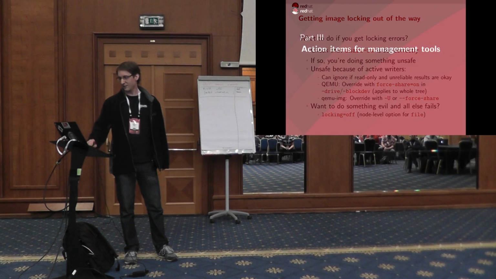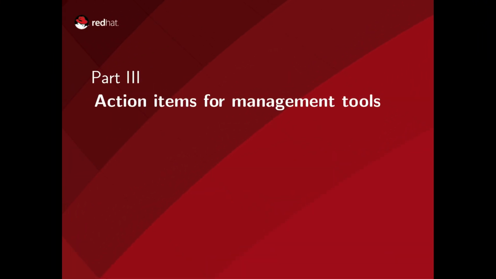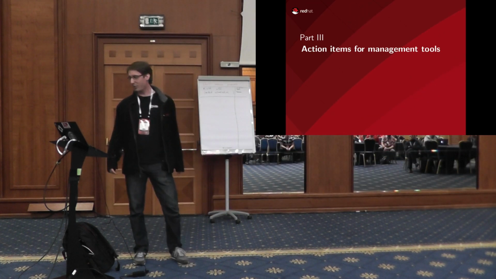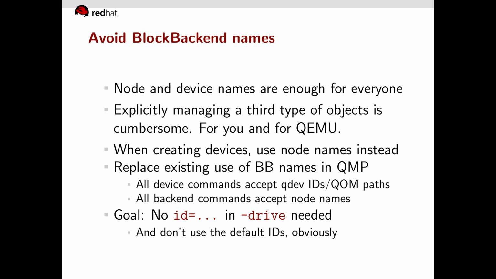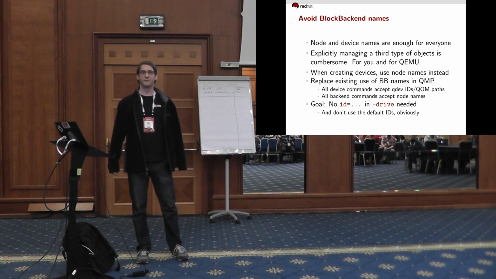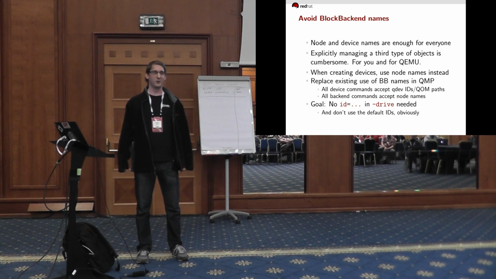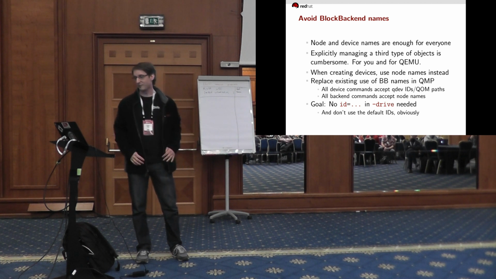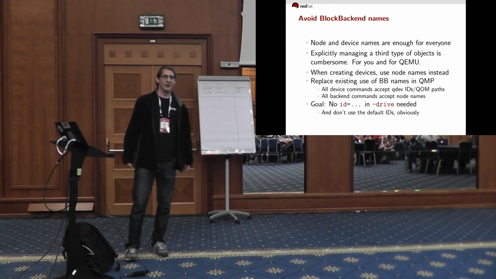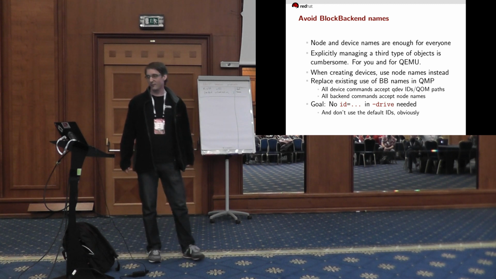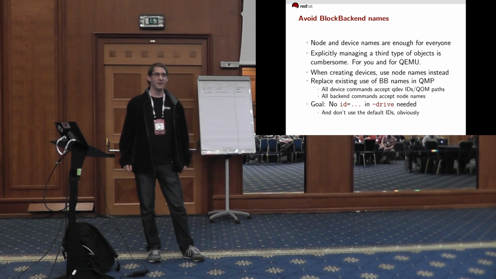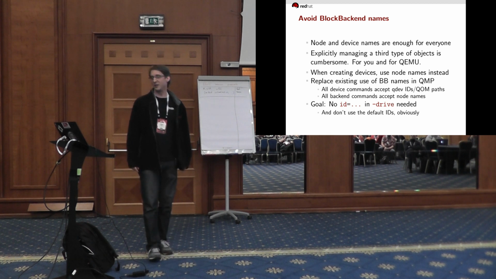Okay, and third part is kind of a summary. So what should management tools actually do now with all the changes that we made? We had the block backend names. Well, don't use -drive IDs anymore. You have node names, you have device names. In QMP commands, all commands that previously took block backend names, that is, drive IDs, they either take node names now, or if they're more device related, they take QDev IDs. So use that.